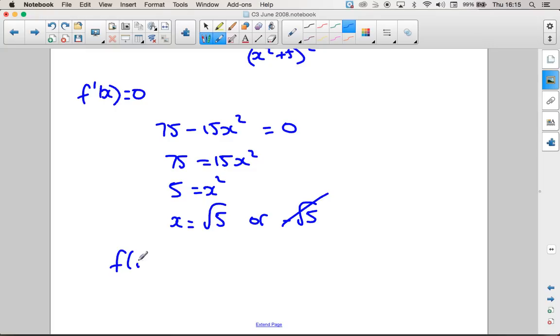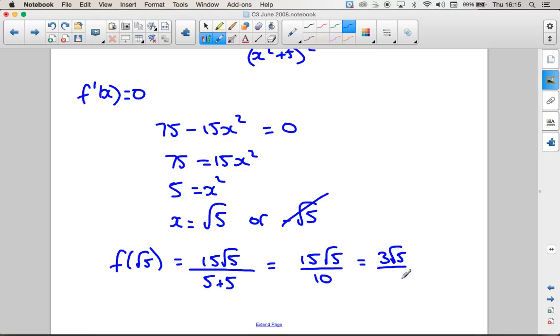So f of root 5 is 15 root 5 over x squared, which will be 5 plus 5, so that's 10. So it's 15 root 5 over 10, which cancels down to 3 root 5 over 2.